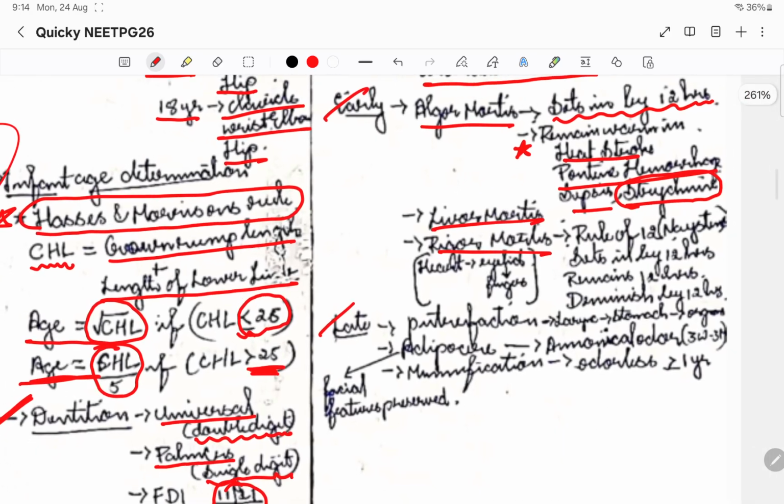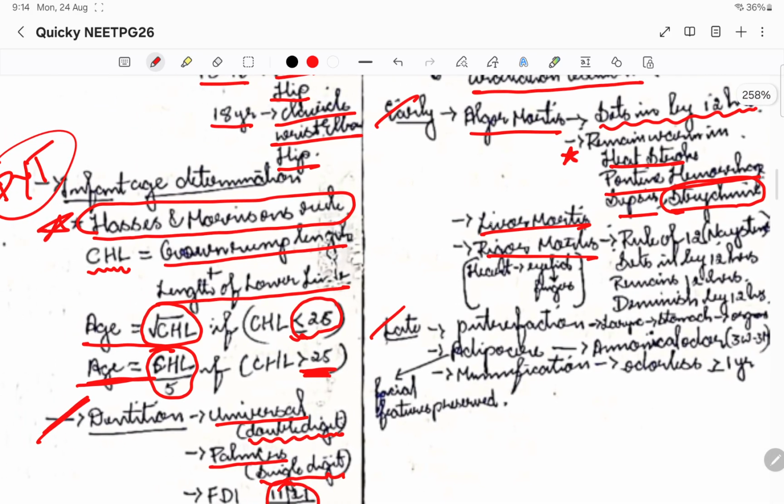Okay, so the body remains warm. Livor mortis, you know that, right? So discoloration in the dependent area. Blood pooling will happen and this discoloration will be there. Then coming to rigor mortis, the rule of 12 is there.